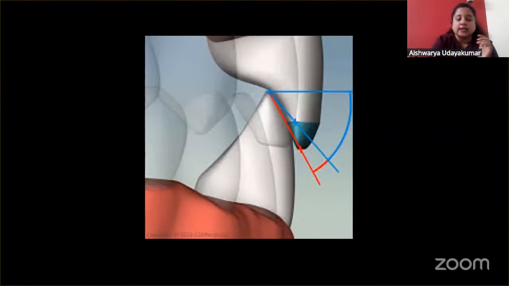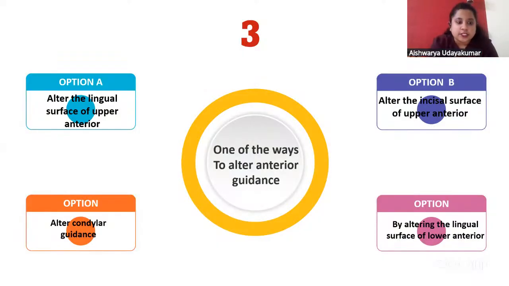Second, condylar guidance. Now, in this option, option C, they have given us condylar guidance. Please understand that condylar guidance is God given. We can't alter the condylar guidance. The only thing we can play with is anterior guidance. Now, with the image, you can see that we can alter the lingual surface of the upper anterior. Yeah, we can alter it for a good anterior guidance.